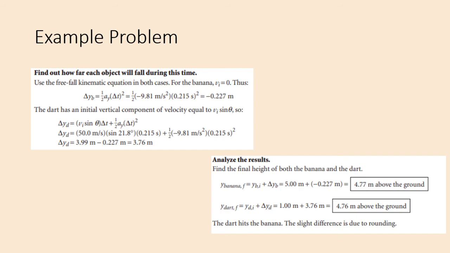Whereas for the other one, we're taking our 5 meters and subtracting our change in displacement, leaving us with 4.76. Our monkey's still up at 5 meters, so we're obviously not hitting the monkey, which means we are going to end up hitting the banana with our tranquilizer dart. And there's a slight difference due to rounding.